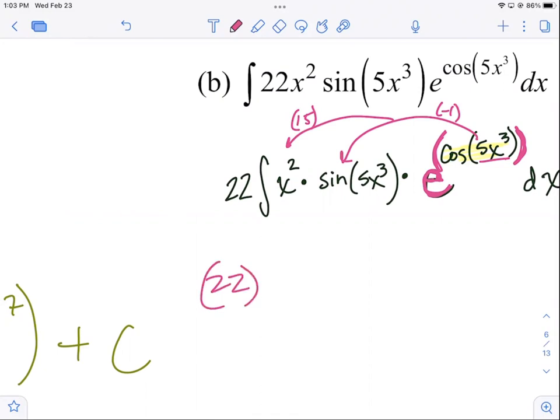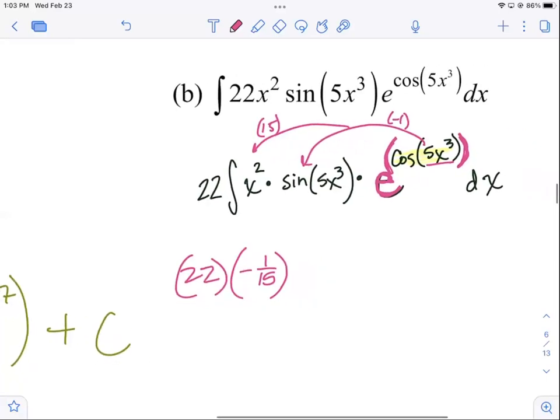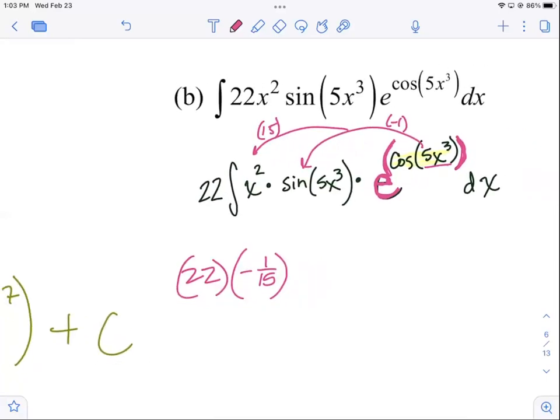22 goes along for a ride. We get a correction of a -1/15. And now I move on to the rule of integration. What's the antiderivative of e to the blob? E to the blob plus c. Oh, and what's the blob? Cosine of 5x cubed. Kaboom, that's it.